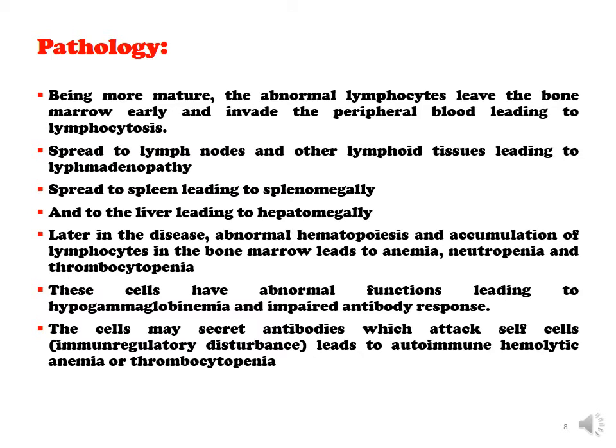Also, in some cases of CLL, you need to know that there is immune disturbance, so the antibodies secreted might gain an abnormal function and autoimmune activity and attack the patient's white blood cells, red blood cells, or platelets. So it might end with autoimmune hemolytic anemia or idiopathic thrombocytopenia, or sometimes pure red cell aplasia.